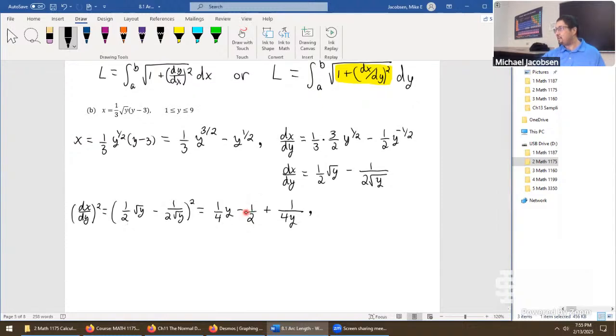So here's the next part. For 1 plus (dy/dx) squared, we get 1 plus all of this stuff right here, a fourth y, minus 1/2, plus 1 over 4y. Combine the constants, and we have positive 1/2 in the middle right here. So 1/4 y plus 1/2 plus 1 over 4y.